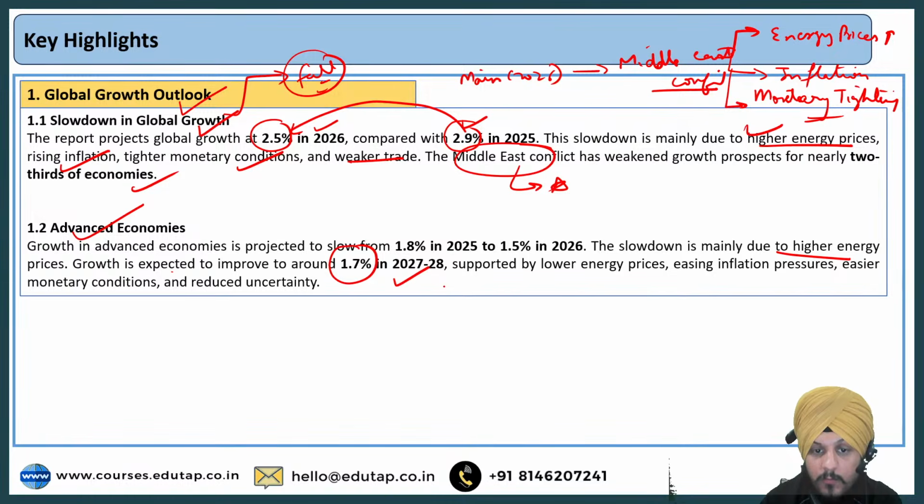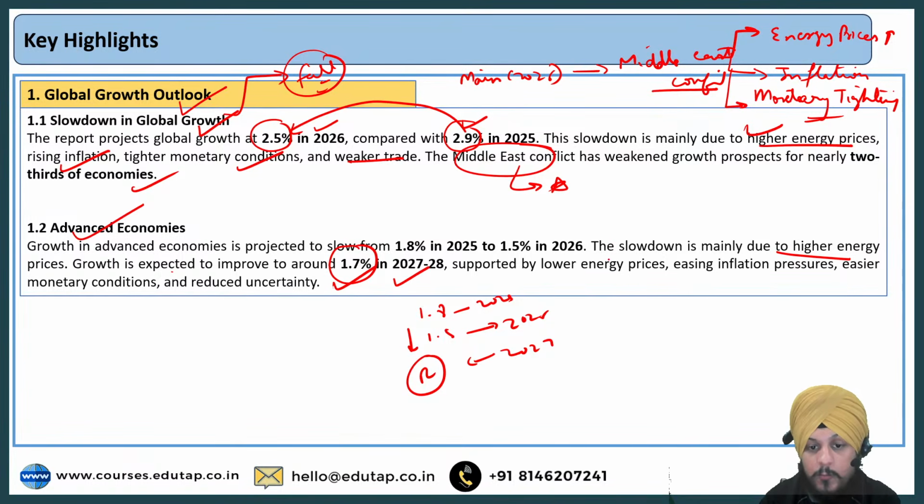So basically, it is saying that 1.8% in 2025, then 1.5% in 2026, where the growth is going to fall down. And later on in the year 2027, it is saying that we are going to see a certain sort of recovery where it is expected to improve to around 1.7%, right? Where the energy prices can come down, the inflation pressure can ease, right? And because of that, the monetary conditions are also going to get relaxed, right? It is going to get easier. So that is the second point regarding the advanced economies.